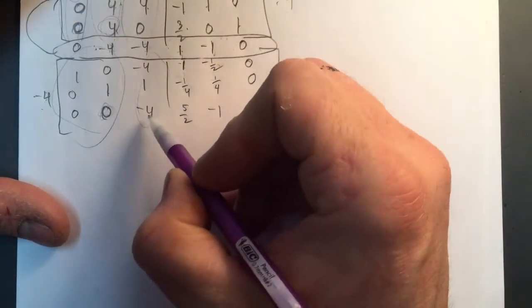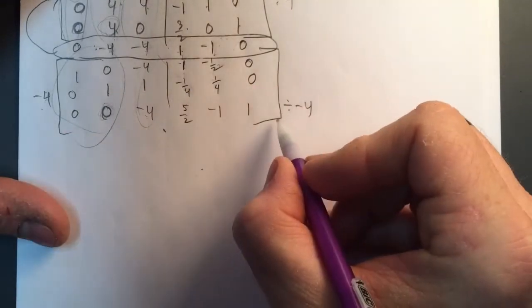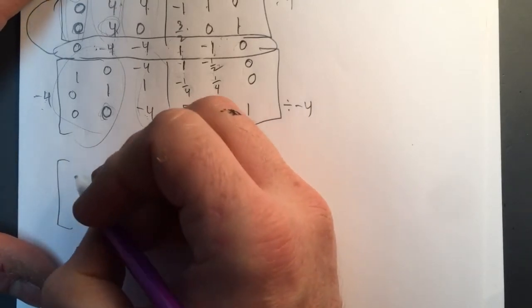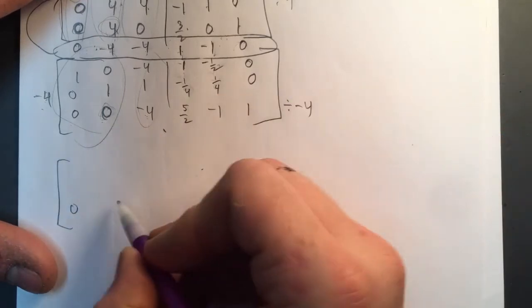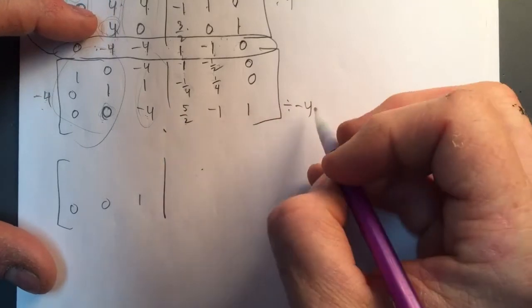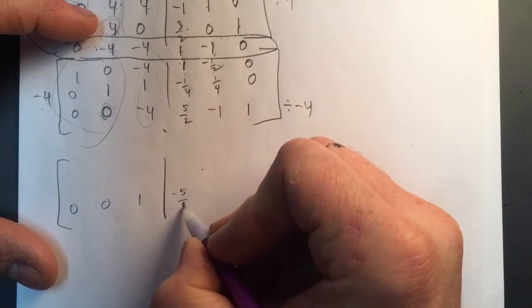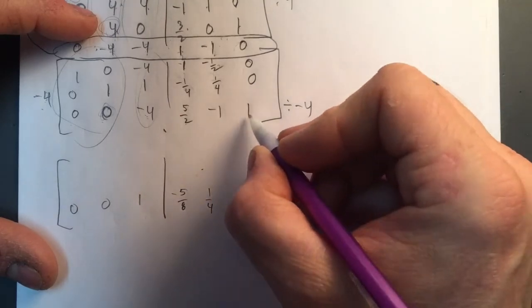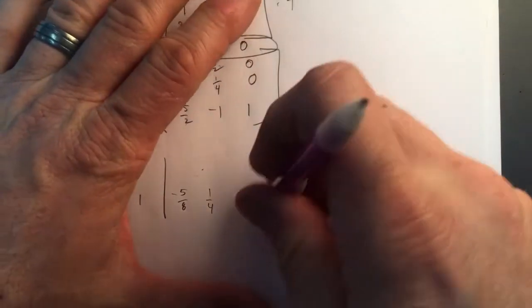So I need to get my 1 first. This is a -4, so I'm going to divide everything by -4, and that's going to make that into a 1. So 0 divided by negative 4 is 0. 0 divided by negative 4 is 0. Negative 4 divided by negative 4 is 1. 5 halves divided by negative 4 would be negative 5 eighths. Negative 1 divided by negative 4 would be 1/4. 1 divided by negative 4 is negative 1/4.